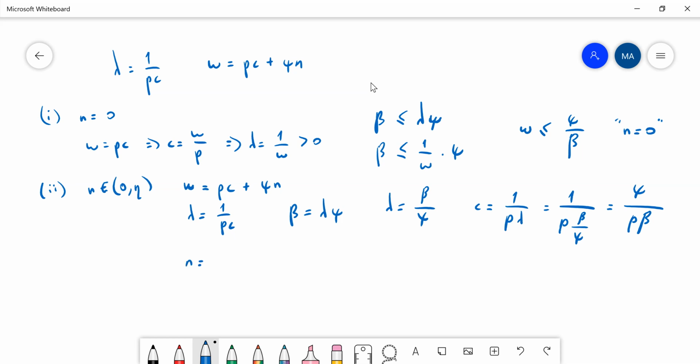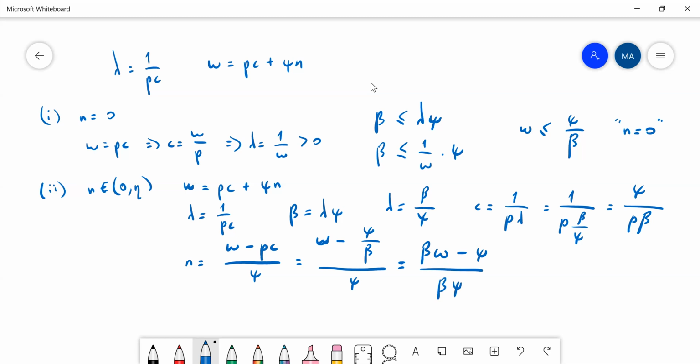Then N is equal to what? N is equal to W minus PC divided by Psi. So it is W income minus P times C. P times C is Psi divided by beta, and you have Psi here. You can just write it in this way: Beta W minus Psi divided by beta Psi. Now, obviously, this must be between 0 and eta, okay? This must be between 0 and eta.